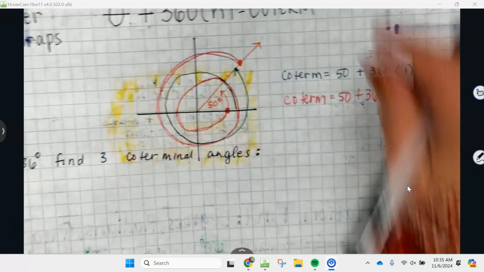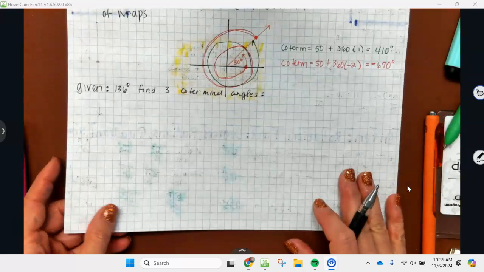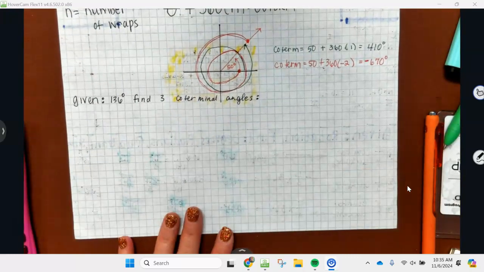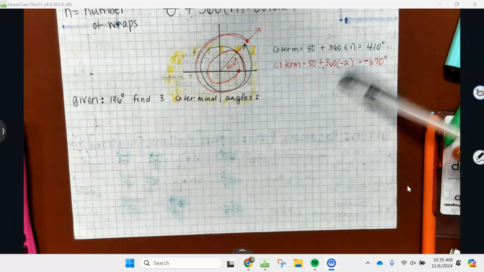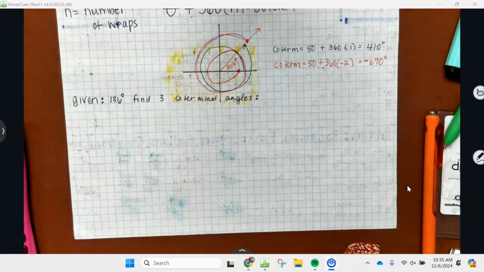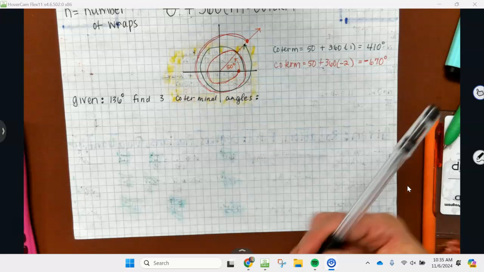Guys, I'm sorry. It should look like that. All you have to do is use this formula and just plug in numbers for n. Usually I do ask you to have at least one that's negative.